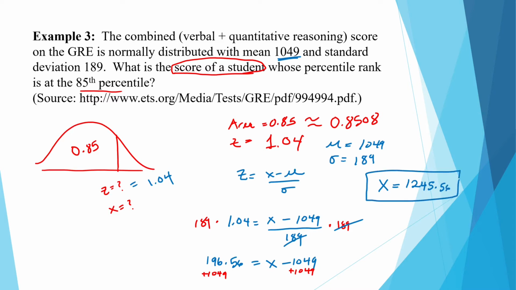And that means if I score 1245.56 on the GRE, I will have beaten 85% of those that took the exam. I would be in the 85th percentile.